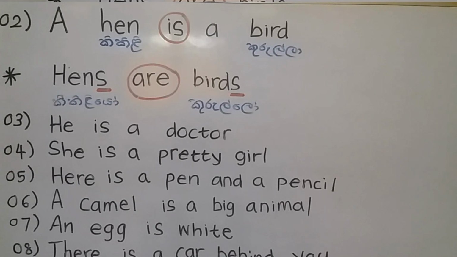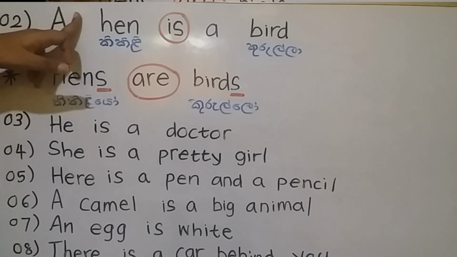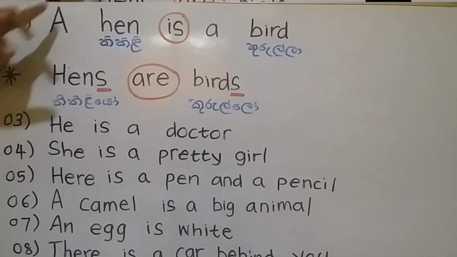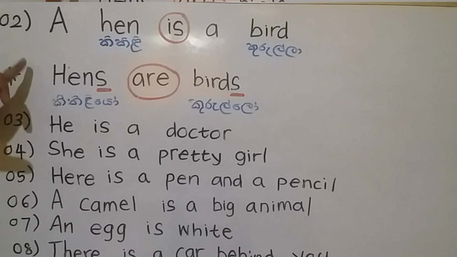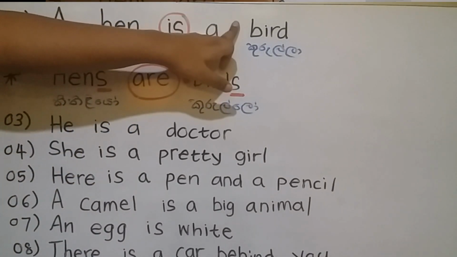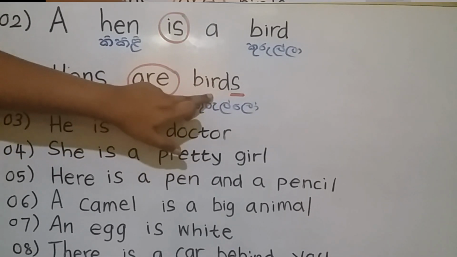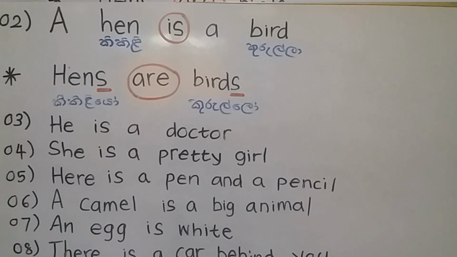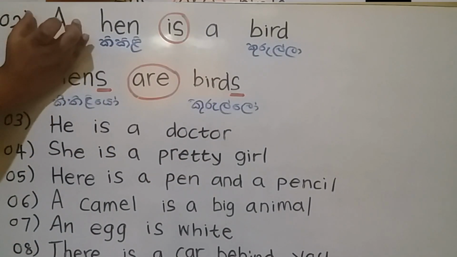So, turn singular nouns into plural. Hen, if we turn them into plural, it should be hens. Hen, plural form hens. Right? Bird, plural form birds. As usual, we gonna omit this a article.